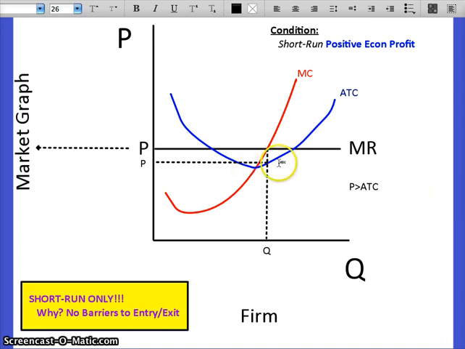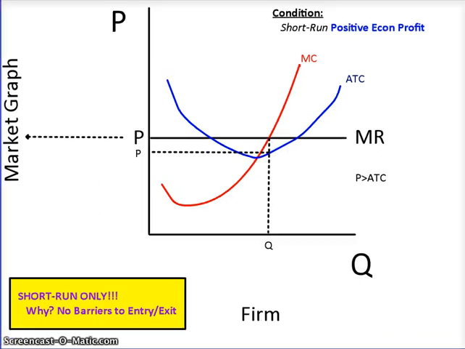Now notice how I drew this. I established my quantity at profit maximizing, and where that quantity hit the ATC is where I cut over. Don't go to the lowest ATC point. That's incorrect. You profit max quantity, where it hits the ATC, cut over.